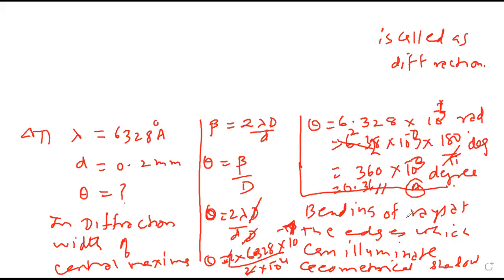Yes, sir. Next one is the same theory which I discussed. Bending of beam of light around the corners of obstacle is called diffraction. That is option B. Option B. 50th.